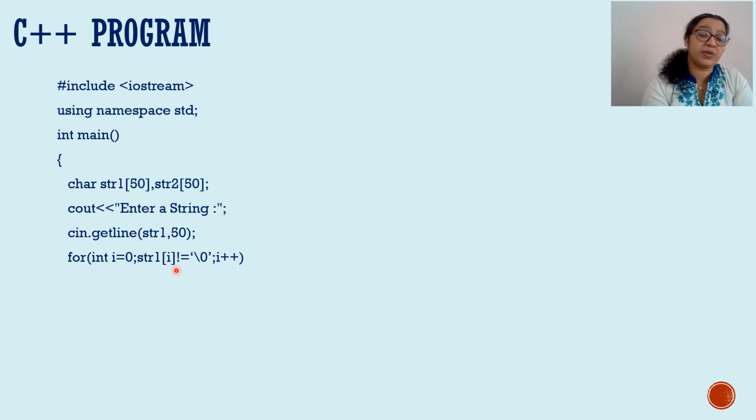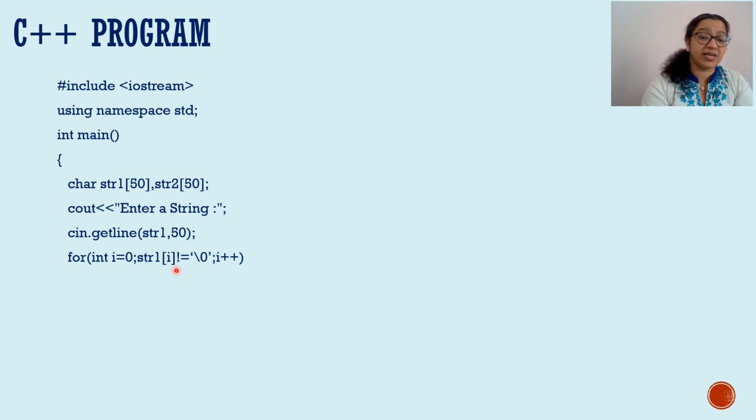So how can we copy that? In the str2 zeroth position, we want to copy the str1 zeroth position letter. Understood? We want to copy all the letters of str1 to str2. So the first letter is moving to str2 now. So str2 of 0 is equal to str1 of 0.